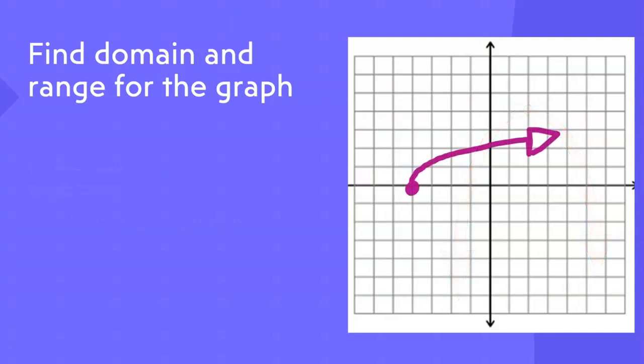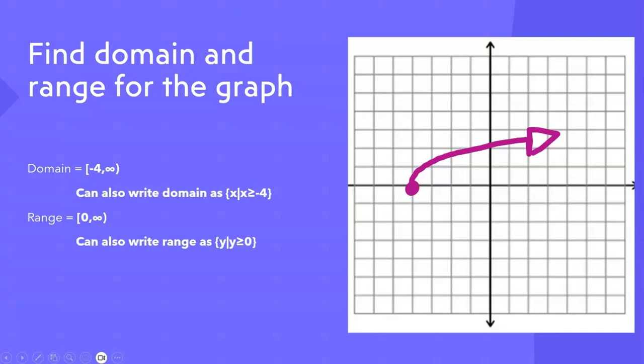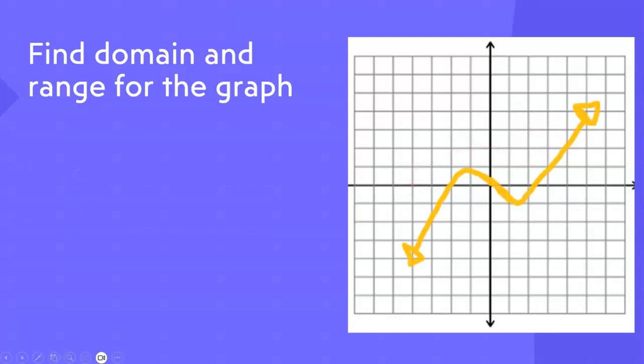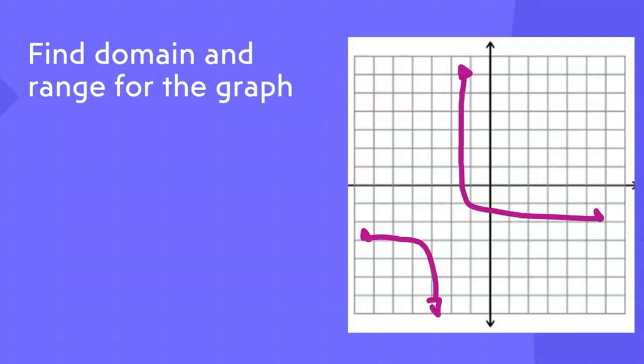Here you have a square root graph. Your domain is negative 4 to infinity, and you have a bracket at negative 4 because it includes negative 4. And then your range is a bracket 0 to infinity. Here you have a cubed graph, and your domain is negative infinity to positive infinity. Your range is also negative infinity to positive infinity, not limited.